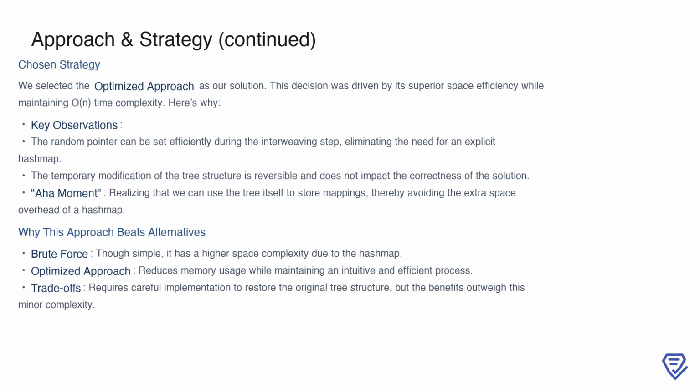The optimized approach was selected as our solution because it offers superior space efficiency without compromising the time complexity. By interweaving the cloned nodes within the original tree, we eliminate the need for an additional hash map, which significantly reduces memory usage. This approach is both elegant and practical, as the temporary modification of the tree is reversible and does not affect the correctness of the solution. A key realization that guided this choice was understanding that the tree itself can serve as a temporary data structure for storing mappings, enabling us to avoid additional space overhead.